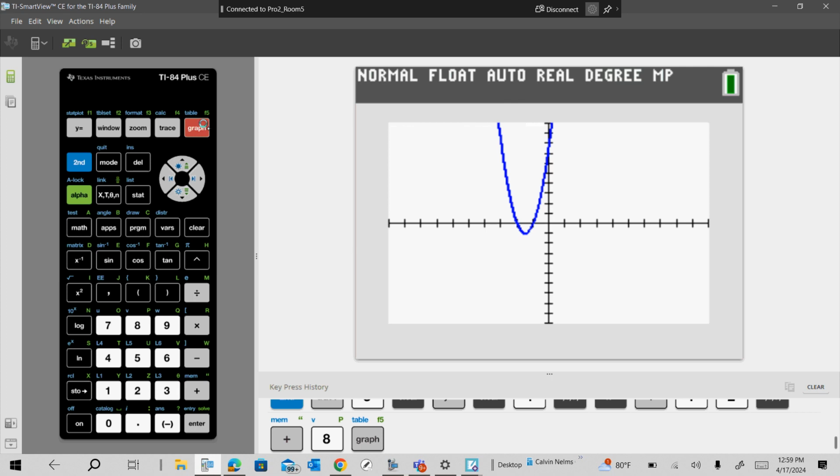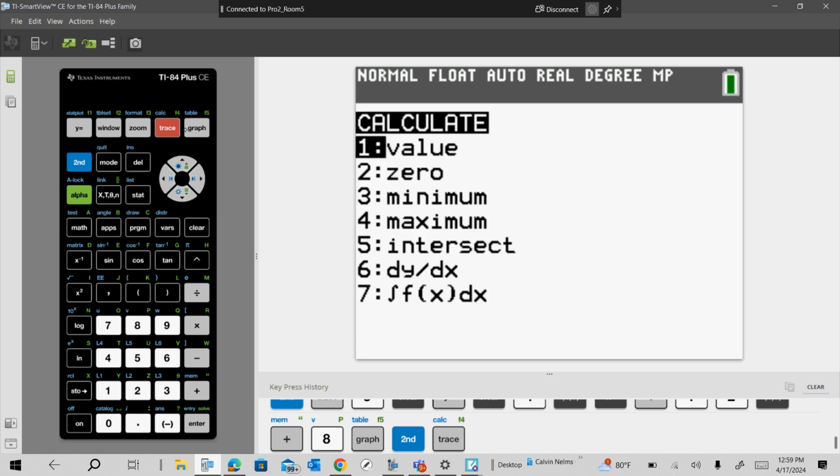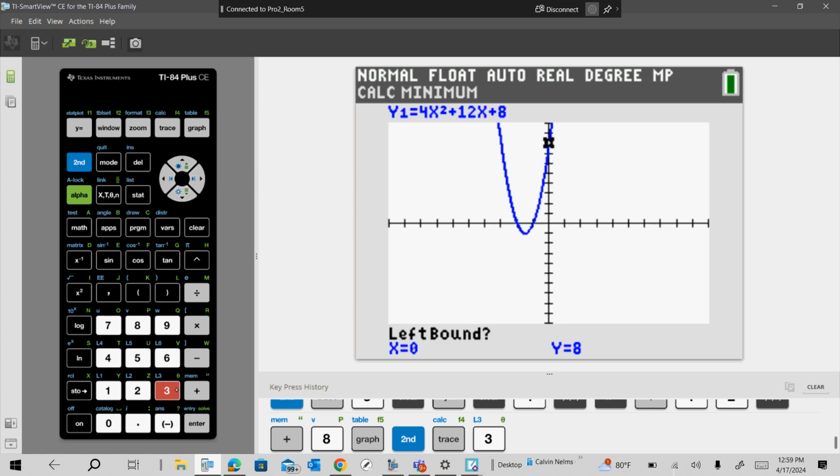So how are we going to let the graph find the vertex? Second trace, minimum, because this is a minimum. Do y'all remember what to do from here? Enter once and go to the left side. Enter twice. We can't press enter 3 times. We can only do that when we're doing intersection. We're doing minimum. You gotta go on the left side.